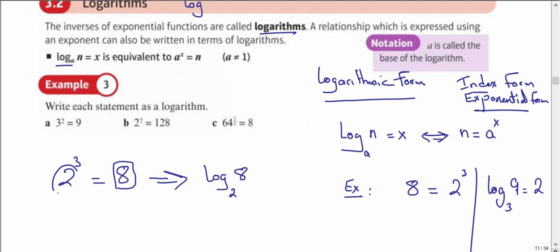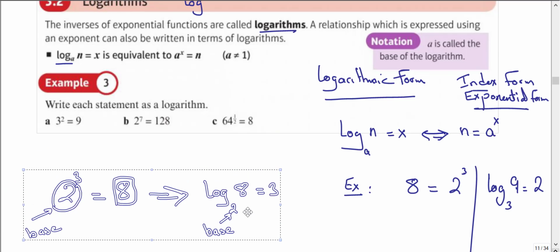This is the base. Now, when we say 2 power 3, 2 here is what? Base. And here down, it's also base. So we say log 8 base 2 equals the power. What's the power? 3. Okay. This is how you change from exponential or index to logarithmic.